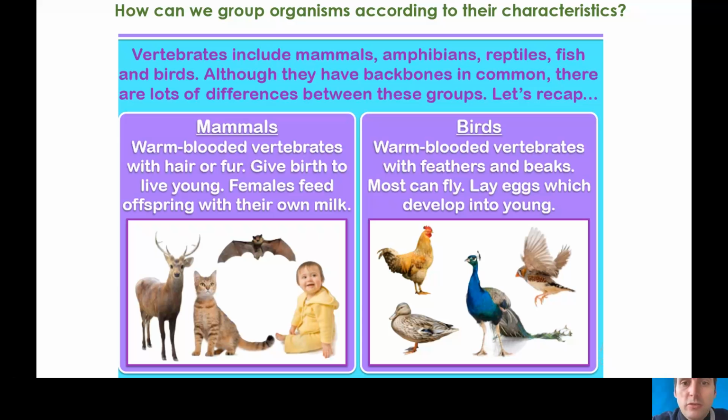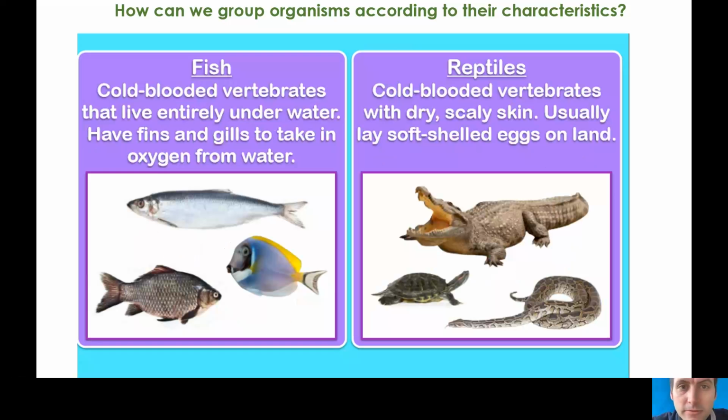So as we do with humans, because we're mammals, other mammals, such as you can see a stag, a deer, and a kitten or a cat, also their babies get their milk from their mothers. Birds are also warm-blooded vertebrates, but they've got feathers and beaks. Most of them, obviously we know because of penguins that it's not all, but most of them can fly. Rather than giving live birth to babies, they give birth to eggs, which develop into their young, so they gradually grow.